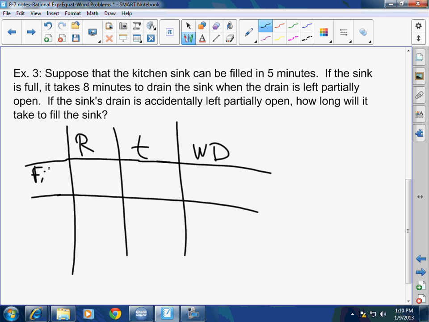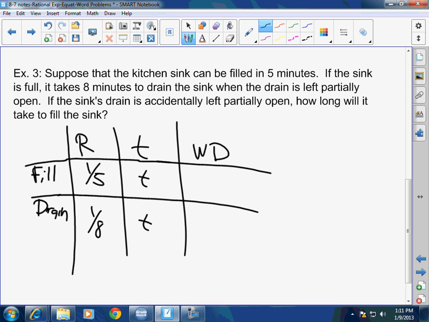Okay, fill, drain. So fill, you can do a whole job in 5 minutes, so the rate is 1/5 in 1 minute. The time, we have no idea yet. Drain it, we can drain it in 1/8, right? Because it drains in 8 minutes, so in 1 minute you'll complete 1/8 of that job. We don't know how long it's going to take to fill it up.